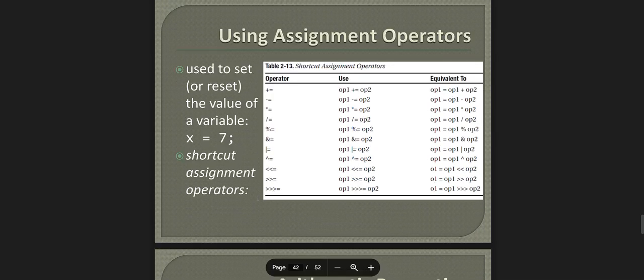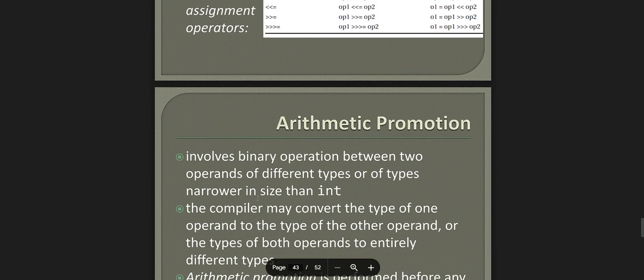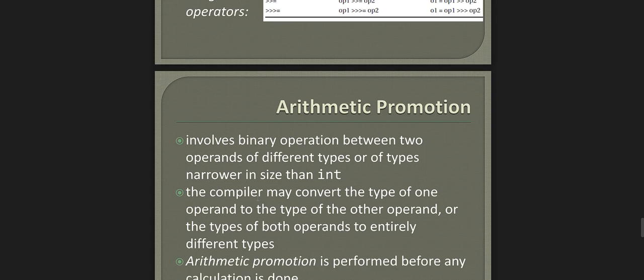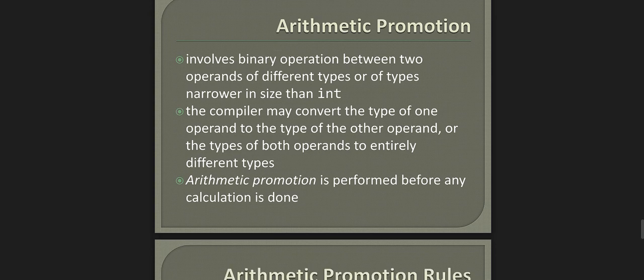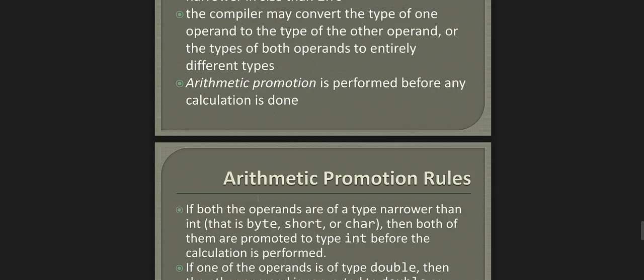Shortcut assignment operator. Arithmetic promotion involves the binary operation between two operands of different types, or types that are narrower in size than int. The compiler may convert the type of one operand to the type of the other operand, or the type of both operands to entirely different types. Arithmetic promotion is performed before any calculation is done.